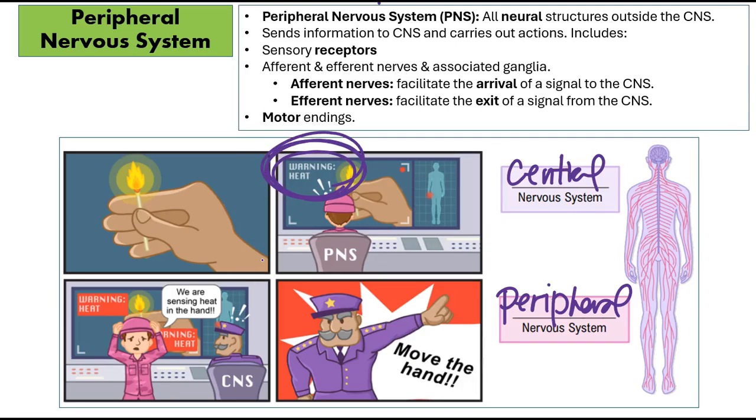And then, of course, you sense that heat, and through an afferent pathway, the peripheral nervous system tells the central nervous system there's heat close to our hands. There also could be some pain close to our hands. And then what is the central nervous system going to say? Move the hand. How? Through an efferent pathway, so that it goes to an effector, like your muscle, and says, hey, move the hand out of the way.